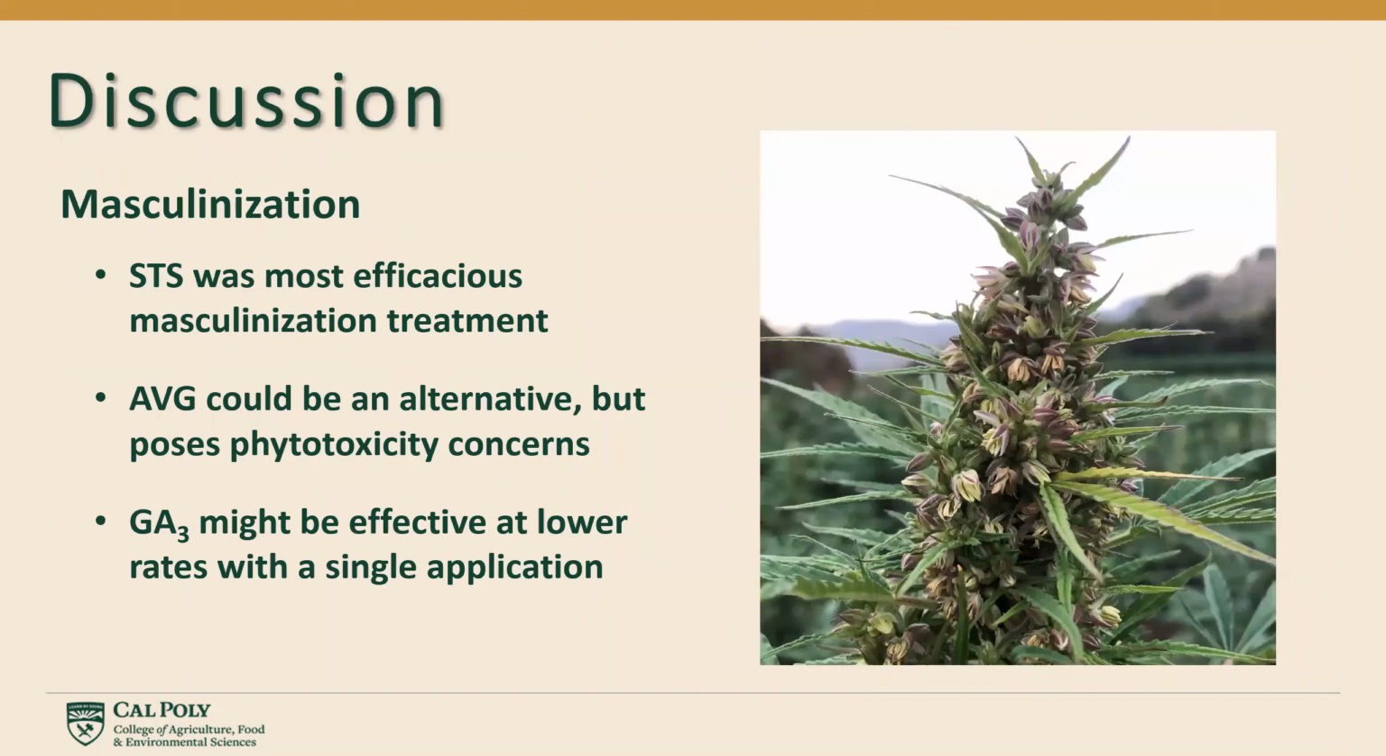Regarding masculinization, STS at a full rate of 500 parts per million was the most efficacious treatment in this study and led to superior pollen production and dispersal. AVG could be an alternative to STS, but this treatment poses phytotoxicity concerns. Gibberellic acid might be effective as a synergist at a lower rate with a single application.